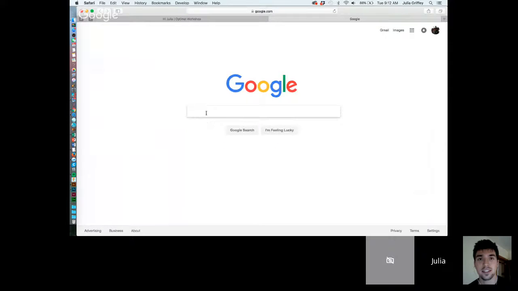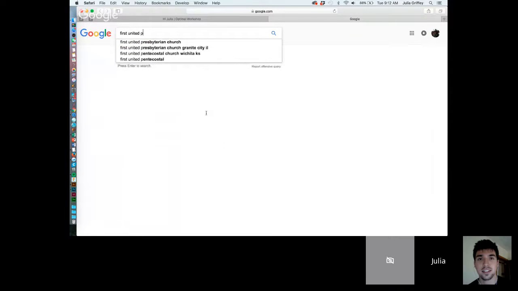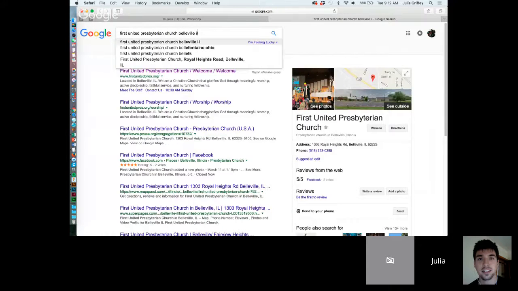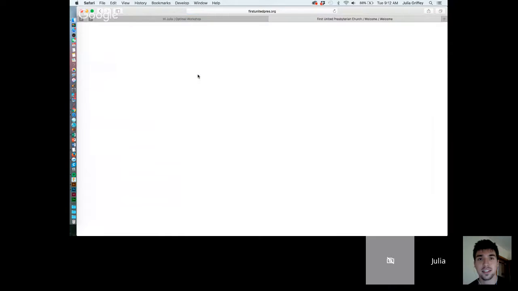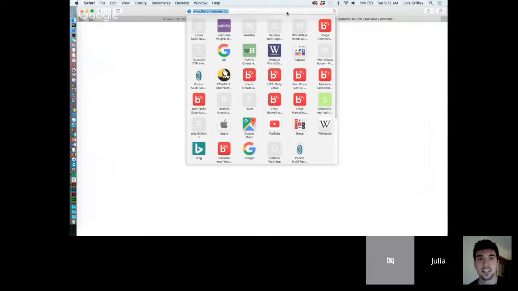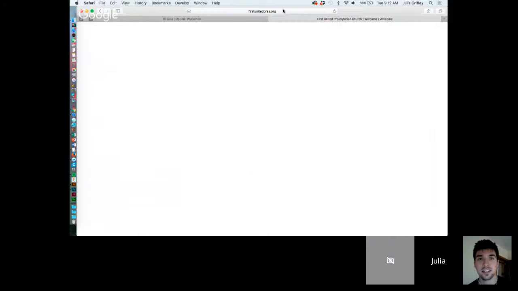I don't remember the URL. First United Presbyterian Church. I think it's in Belleville. Yeah, here we go. I didn't take the time to diagram the site architecture as it is, which is the first step in your project. But you can see, come on.